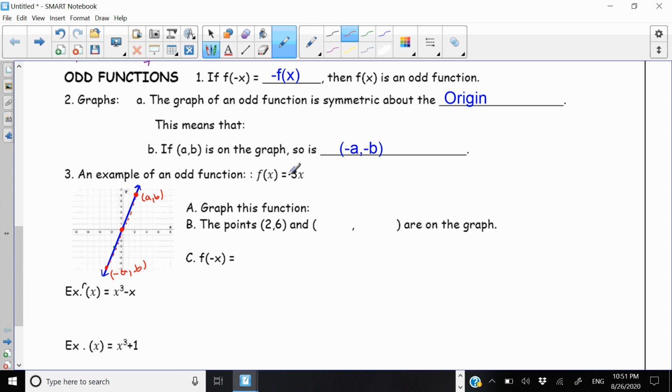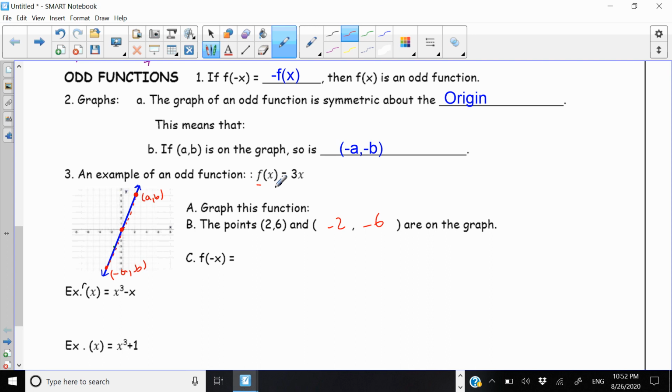So here the example 3x, we graphed it, and the graph is symmetric to the origin, so it's an odd function. If I have a point like 2 and 6 on my graph, negative 2 and negative 6 is also going to be on the graph. So let's see, what is f of negative x? We want to prove that f of negative x is equal to negative f of x.